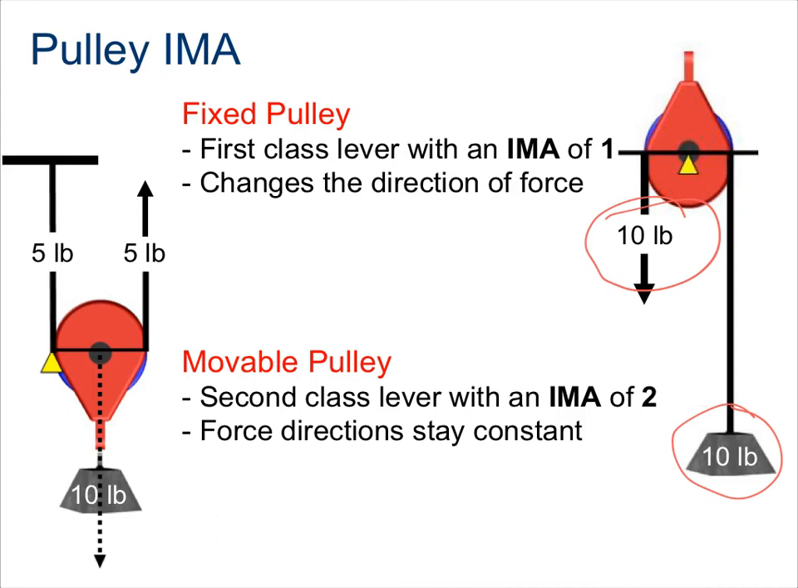In the other picture, we have a movable pulley. This is considered a second-class lever with an IMA of 2. The force directions stay constant. So I have 10 pounds of force, that's my load. Since this has an IMA of 2, it's only going to require me to use half the effort. So in this case, 5 pounds of force.